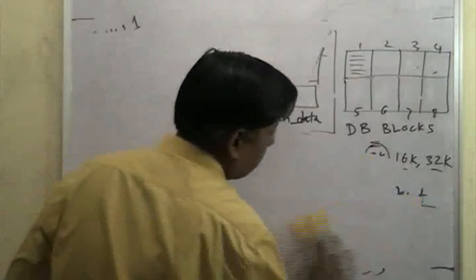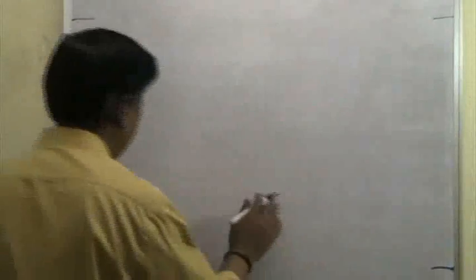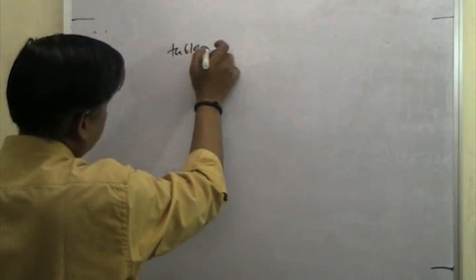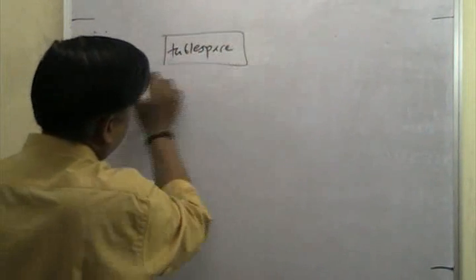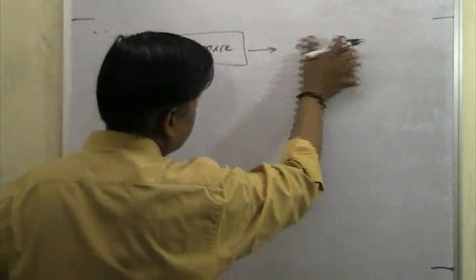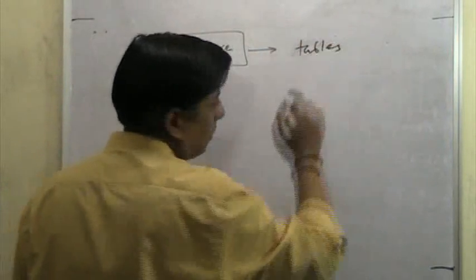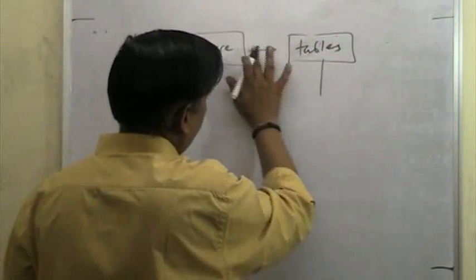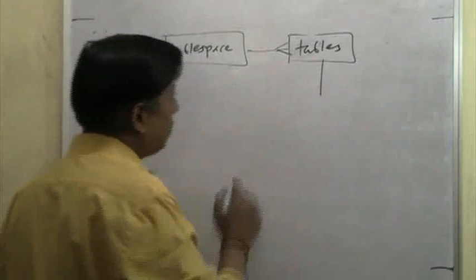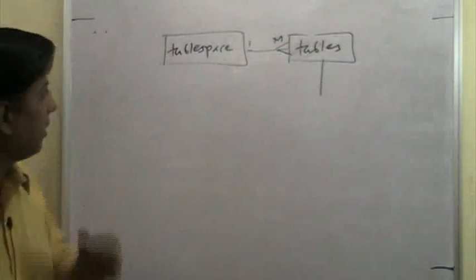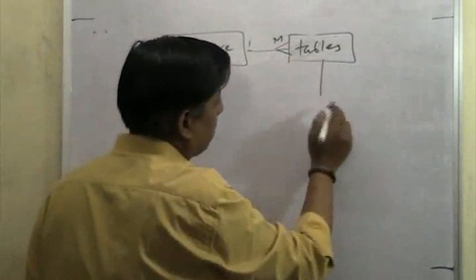Now let me summarize this thing. So summary is like this. At the very top level, there is a table space. Inside the table space, what is there? There are tables. So one table space will have multiple tables. So this is a one-to-many relationship, you can say. I'm not really drawing a data model, but just trying to explain the concepts here. Within one table space, there are multiple tables.